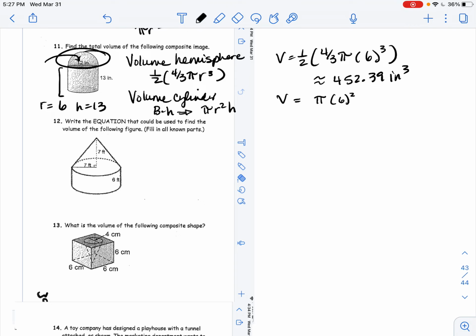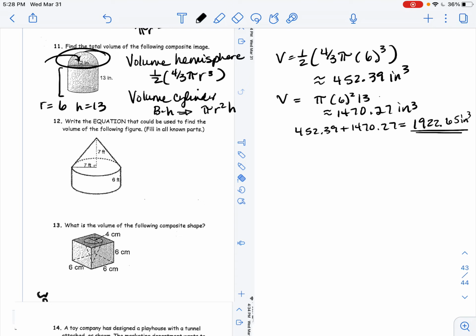And so the volume of the cylinder is pi times the radius squared times the height. And that's going to be pi times 6 squared times 13. And that is approximately 1,470.27 inches cubed. We're going to add these two together. And the total is going to give us approximately 1,922.65 inches cubed.